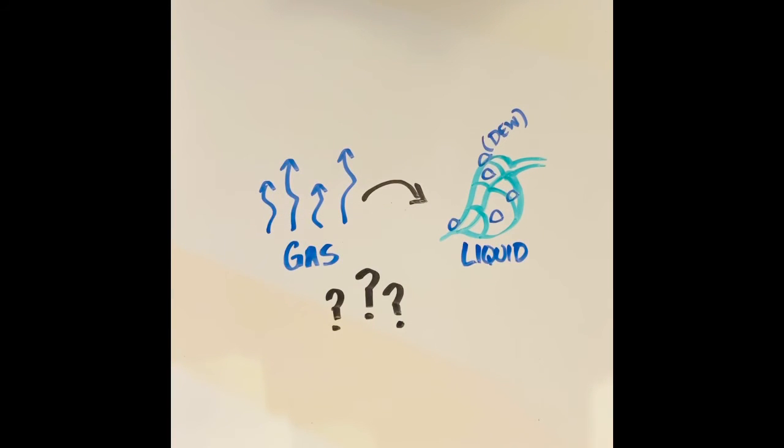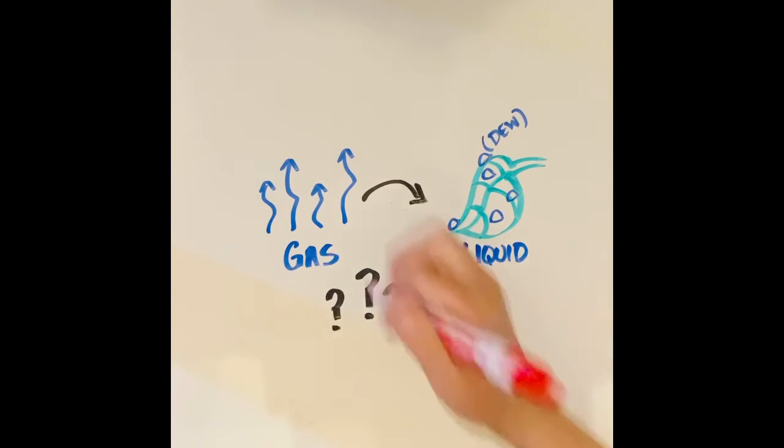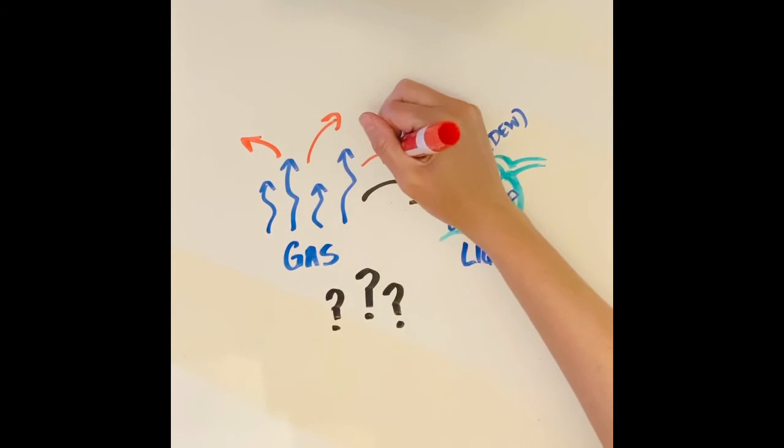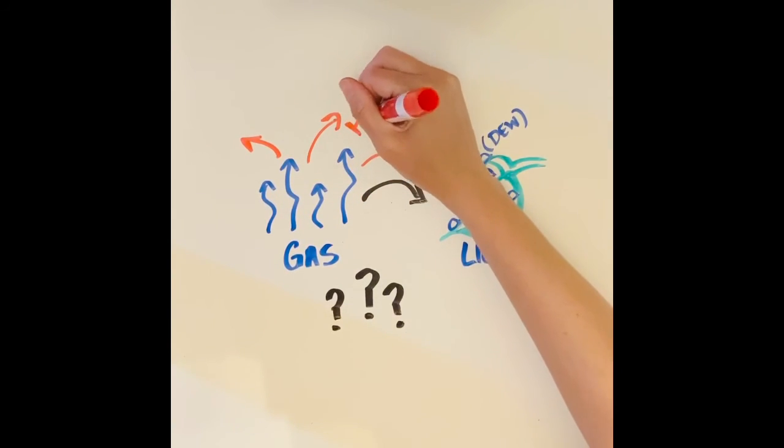What if we're transitioning from a gas back to a liquid? Would we have to add heat energy to the gas or remove heat energy? We would have to remove heat energy from the gas.